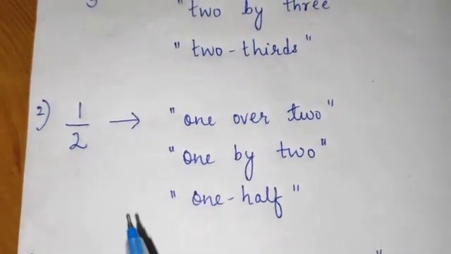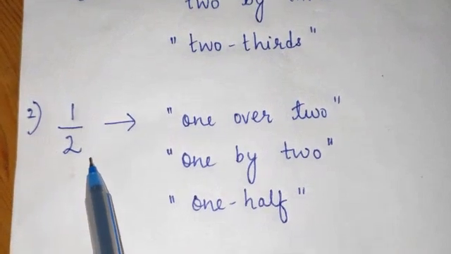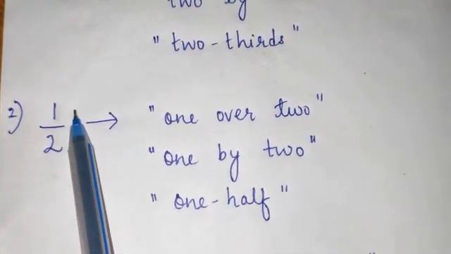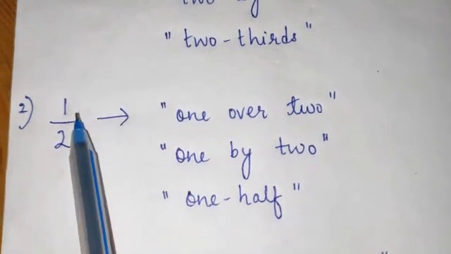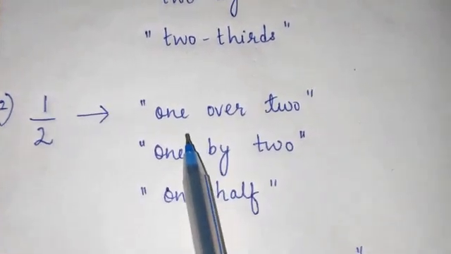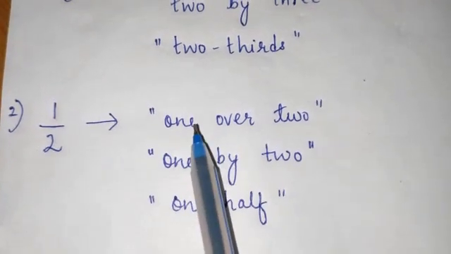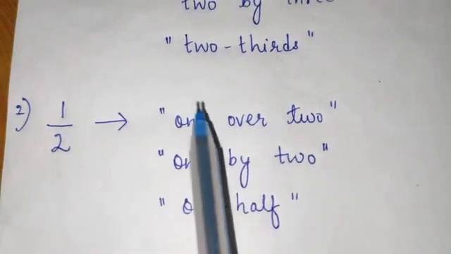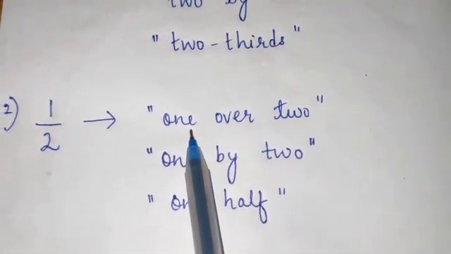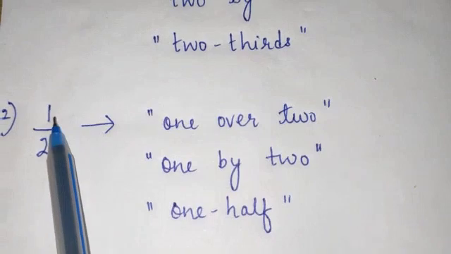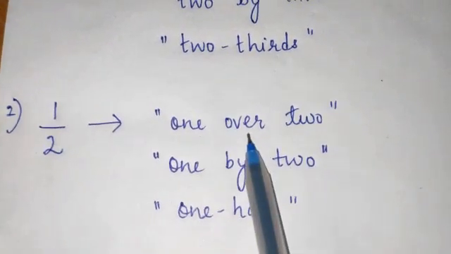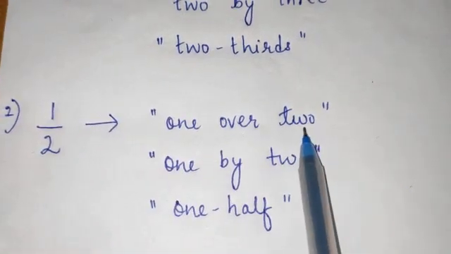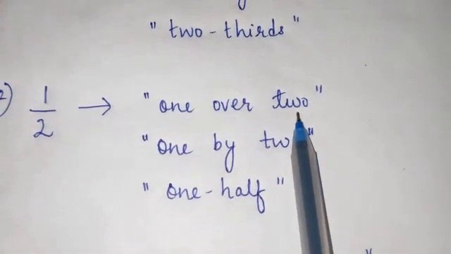Okay, let us take up another example. It is 1/2. ठीक है, out of the 2 parts, 1 part is separated or shaded. So we can write the fraction name of this as "1 over 2". ठीक है, 1 is the numerator, so I have written it in the beginning, then over, since it is 1 over 2. 2 is the denominator, that is why it is coming at the last.